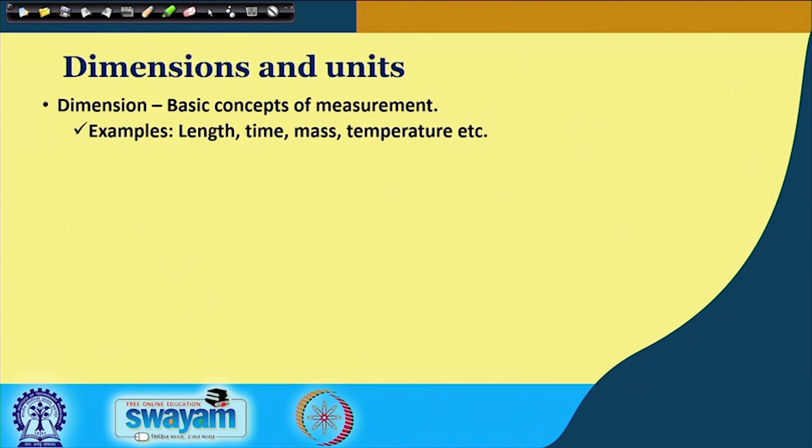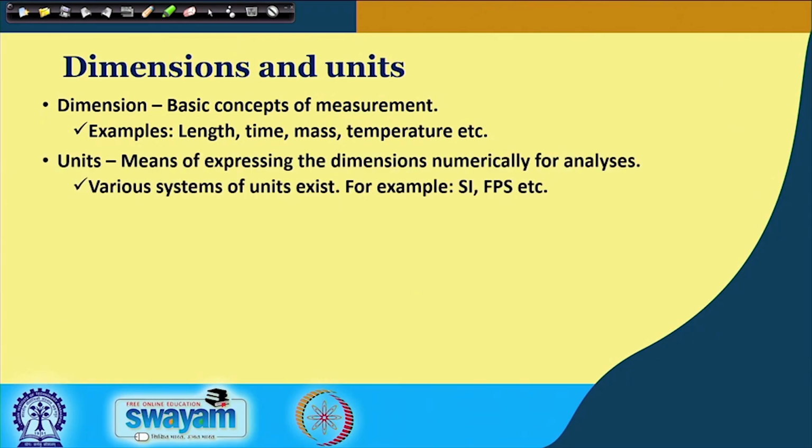The dimension is a basic concept of measurement. Here we do not put any kind of value, for example, we have length dimension to measure distance, time dimension, mass dimension, temperature, etc. So, there are many dimensions. And then when we talk of units, units are the means for expressing the dimensions numerically. And why do we need it?